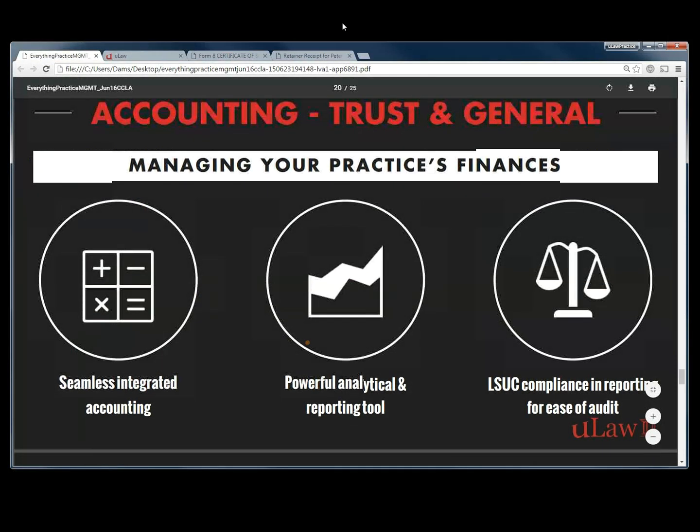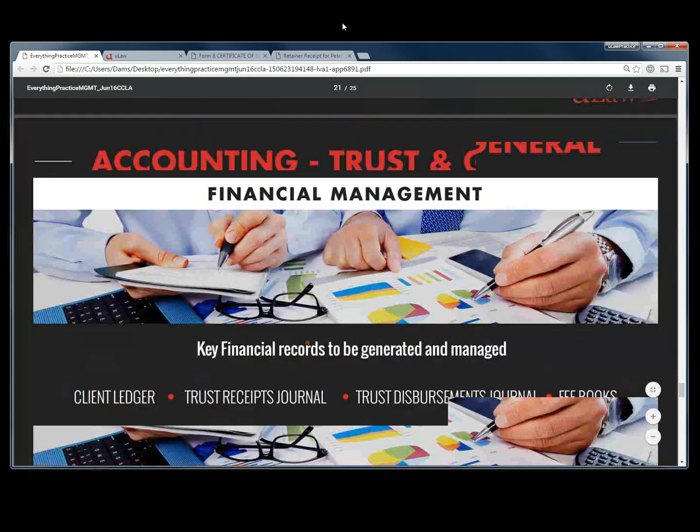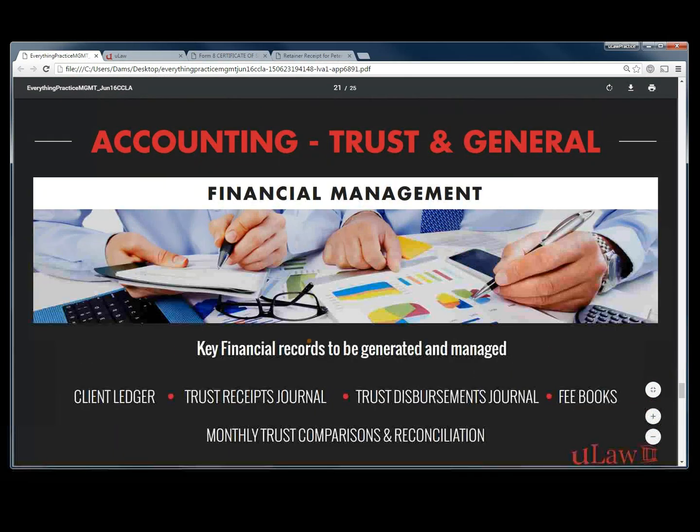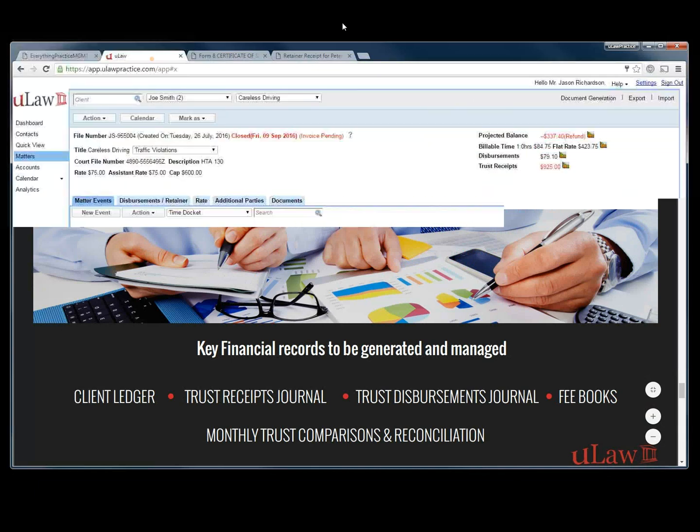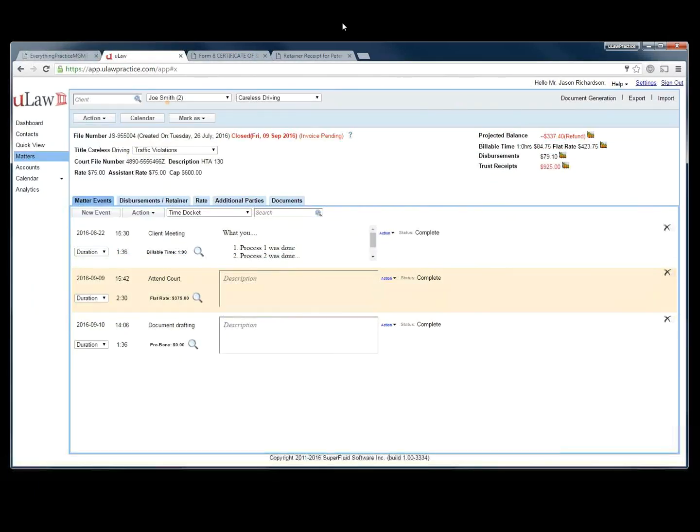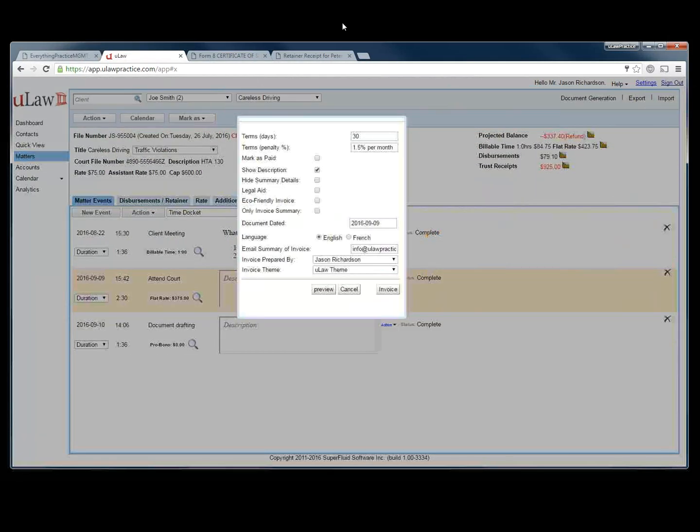Now, let's look at each and every financial record that the Law Society will ask you for. Before I do that, I just want to do a quick invoice and pay myself on this matter. So let me quickly do an invoice, because that'll make the ledgers look a lot more busy.